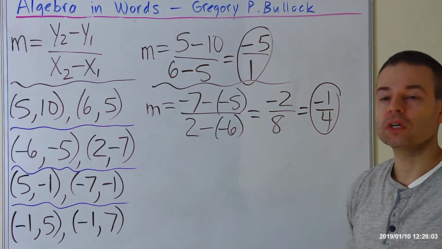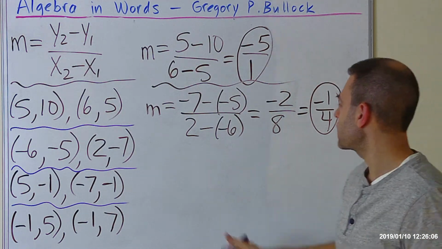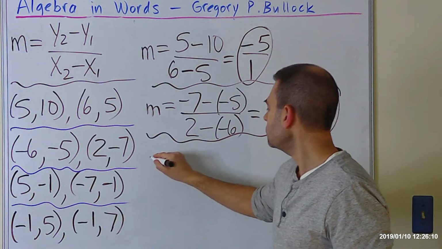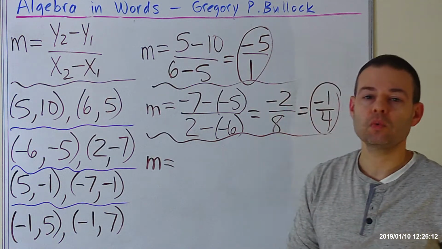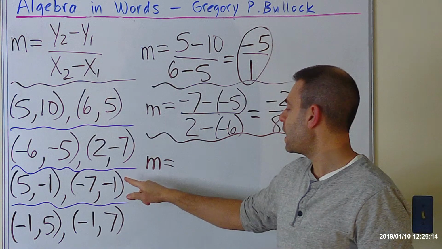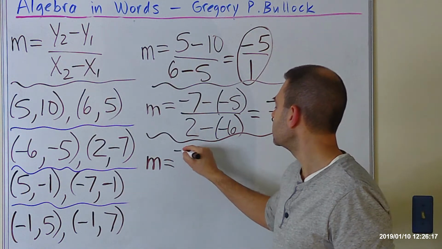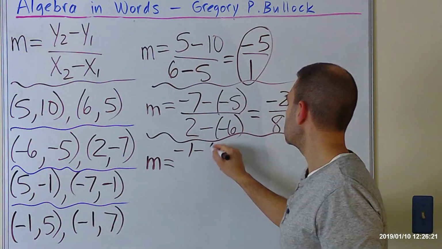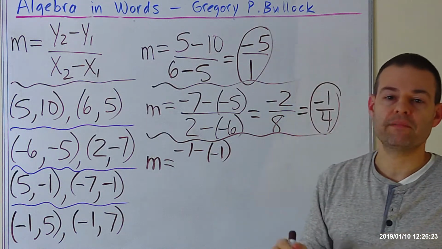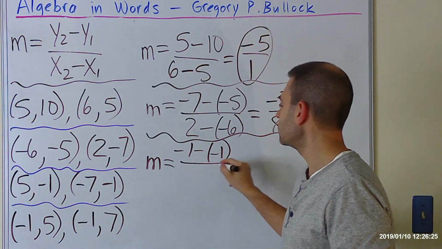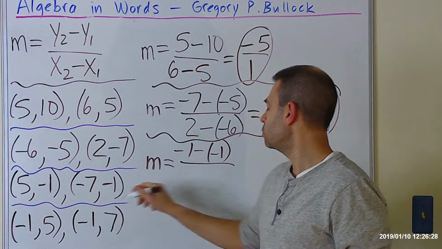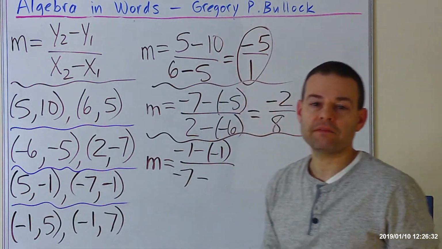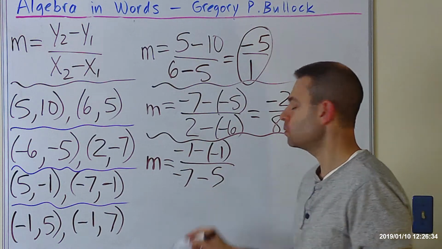Negative 1 over 4. All right, let's go to the next one. Right here. M equals, and what is y2? Negative 1, minus y1, which is also negative 1. So we have minus negative 1 over x2, which is negative 7, minus, this is positive 5 for x1. We just put in 5.